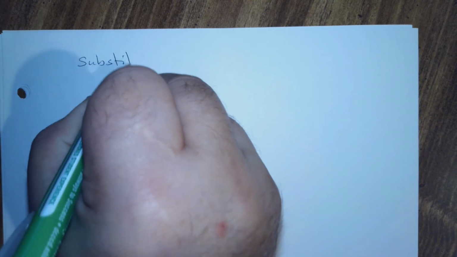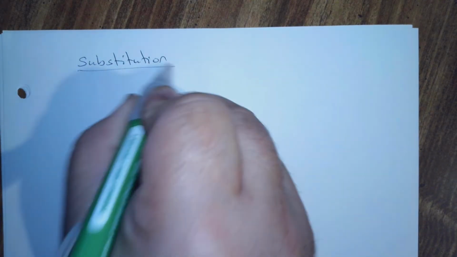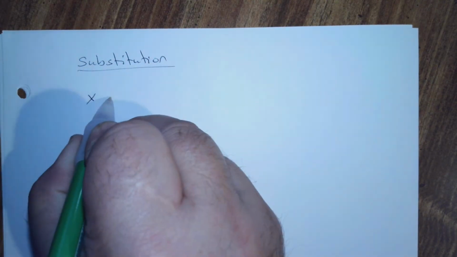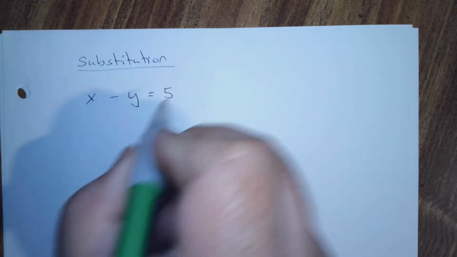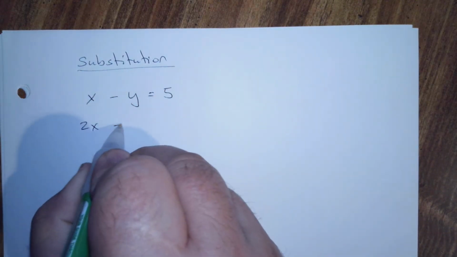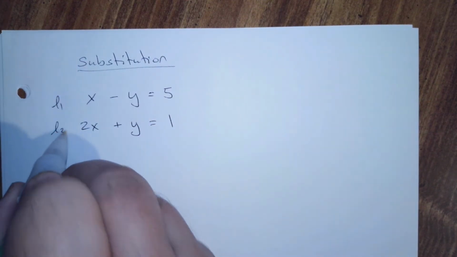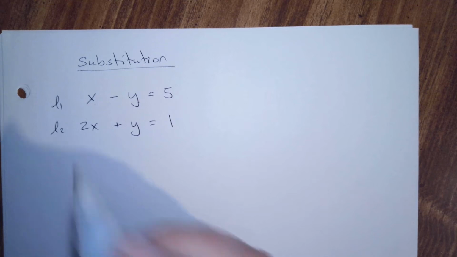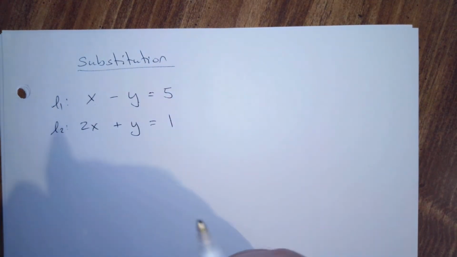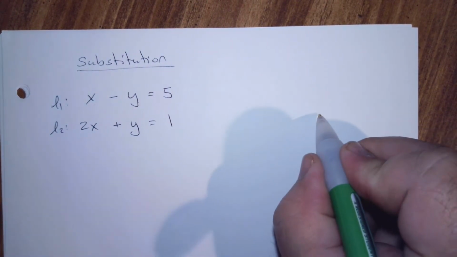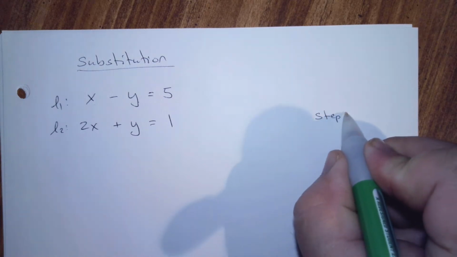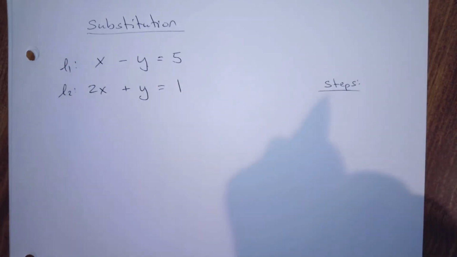The second method is substitution. We use the same equations, x minus y equals 5, 2x plus y equals 1. Now we have two equations with two variables, so that satisfies our conditions as being a system. The substitution method is a little bit different. We're not going to graph it, because graphing is only as accurate as your picture.